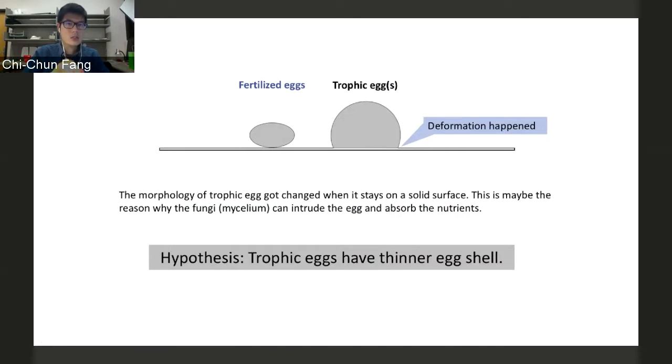One interesting feature of trophic B is that the egg is just like a water balloon. It's so massive, and when you place it on a solid surface, it will deform.